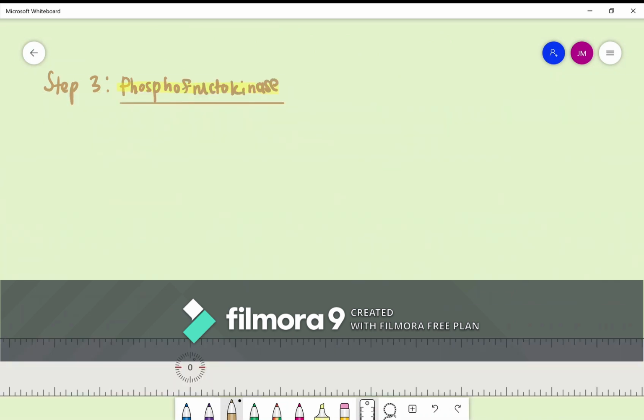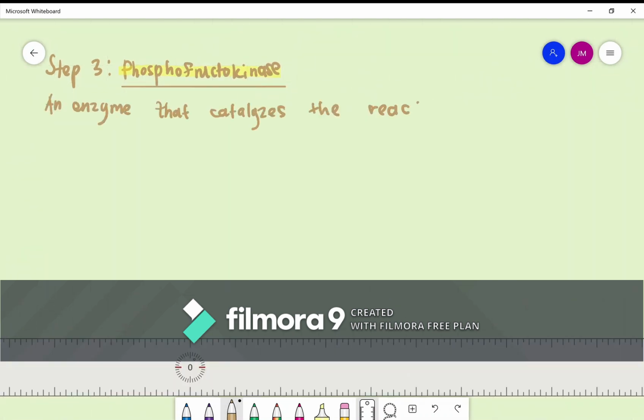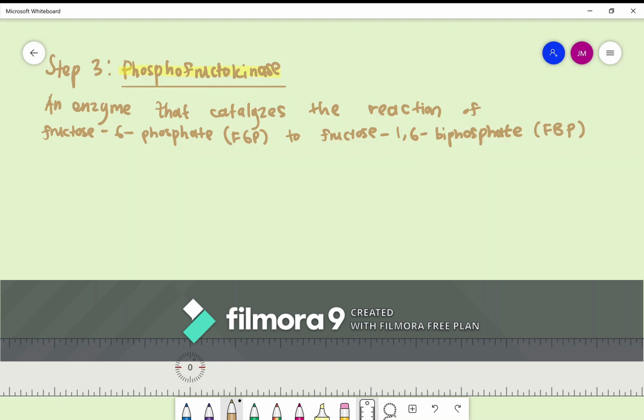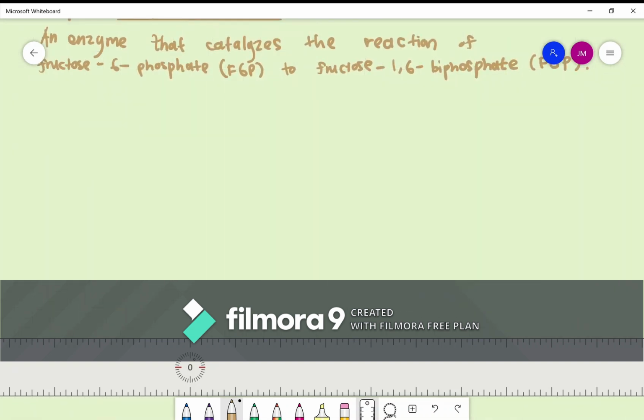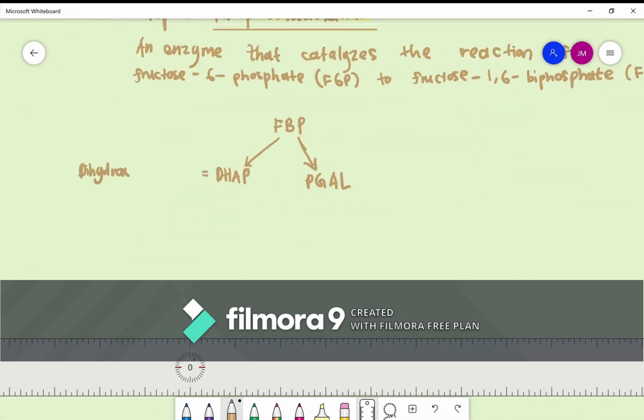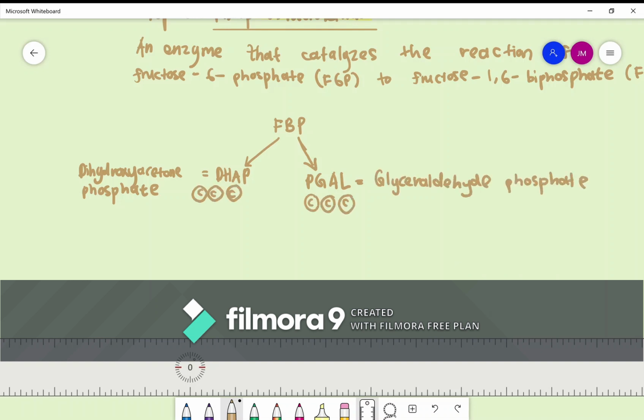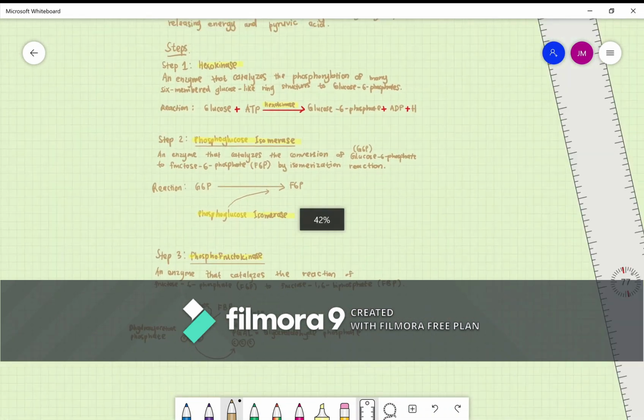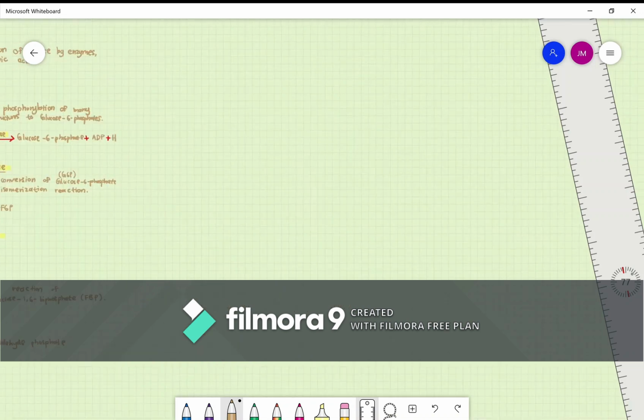Phosphofructokinase. It is an enzyme that catalyzes the reaction of fructose 6-phosphate into fructose 1,6-bisphosphate, or FBP. FBP is split into two kinds of 3-carbon molecules that are isomers of each other, which are DHAP, dihydroxyacetone phosphate, and PGAL, glyceraldehyde phosphate. Eventually, DHAP is converted into PGAL, a more useful molecule for our purposes, through enzyme aldolase.